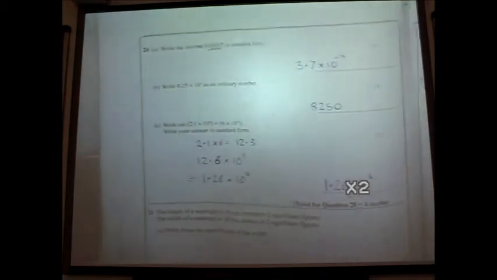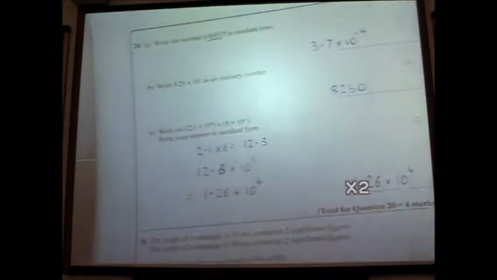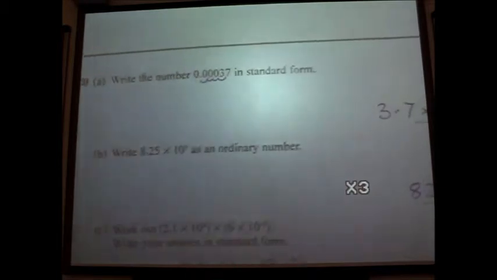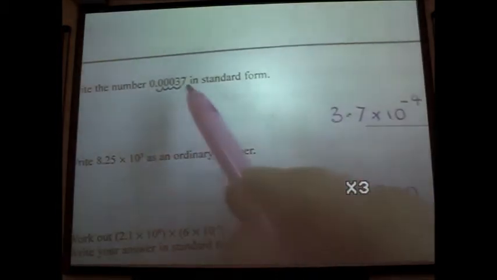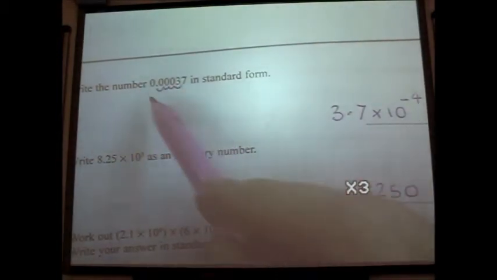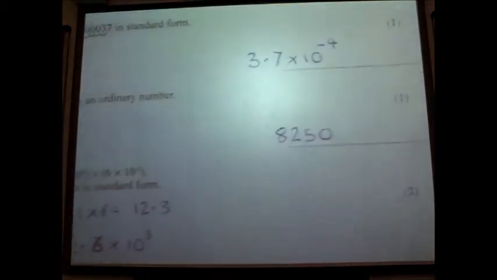Question 20, standard form. Here we go. Write this number in standard form. Let me zoom right in so I can show you what I've done. It's a small number, so it's going to be times 10 to the minus something. And the decimal point goes 4 spaces that way. So it's 3.7 times 10 to the minus 4.